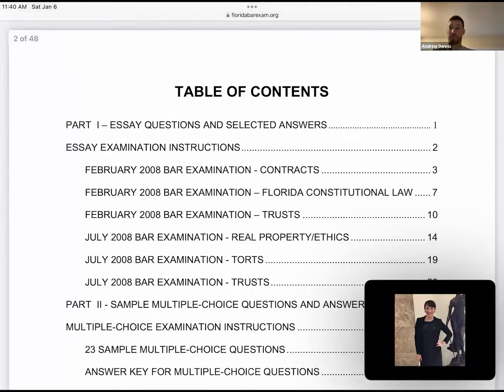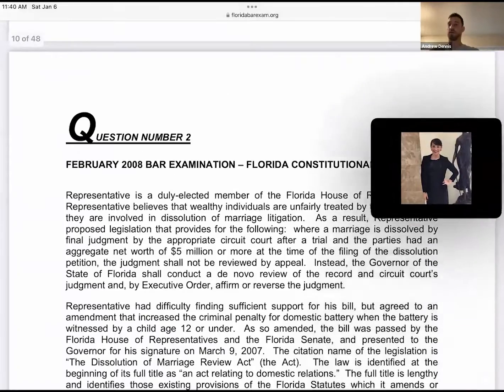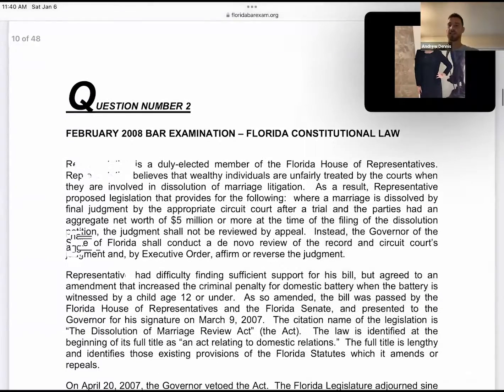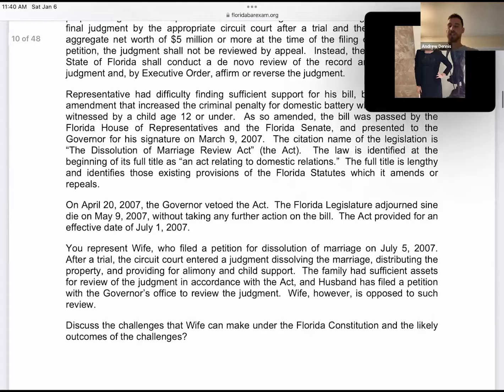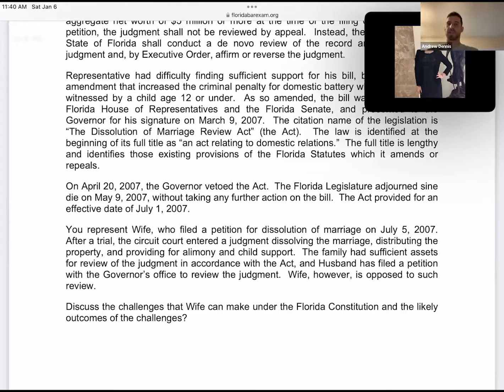And let's just take a look at one, right? There's no major plan to this. This is just, let's see what's tested and let's learn together. So here, discuss the challenges that wife can make under the Florida Constitution and the likely outcome of the challenges.